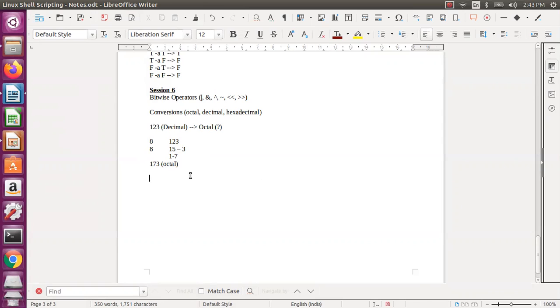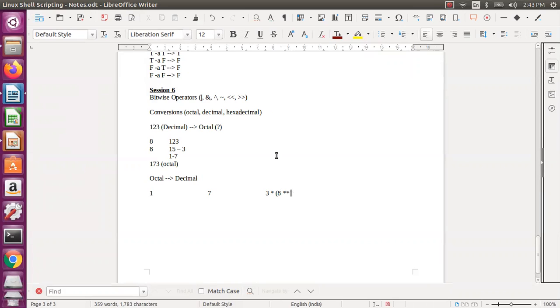Now I want to go from octal to decimal. Let us assume I take the same octal value to decimal. What will you do? For octal to decimal, you need to multiply by 8. So let us assume we take the same octal value 173, and we will do this. You need to multiply by 8, and then power.